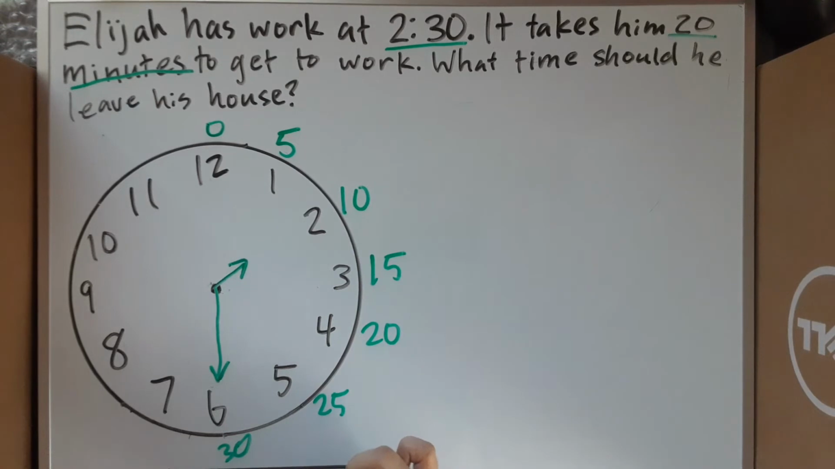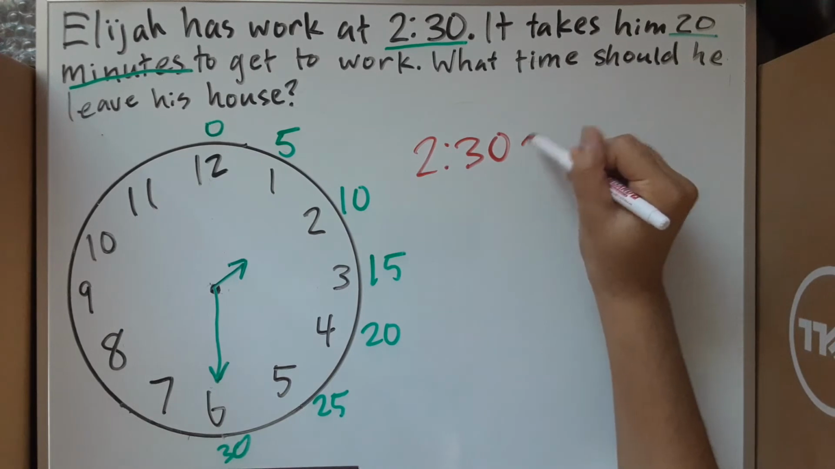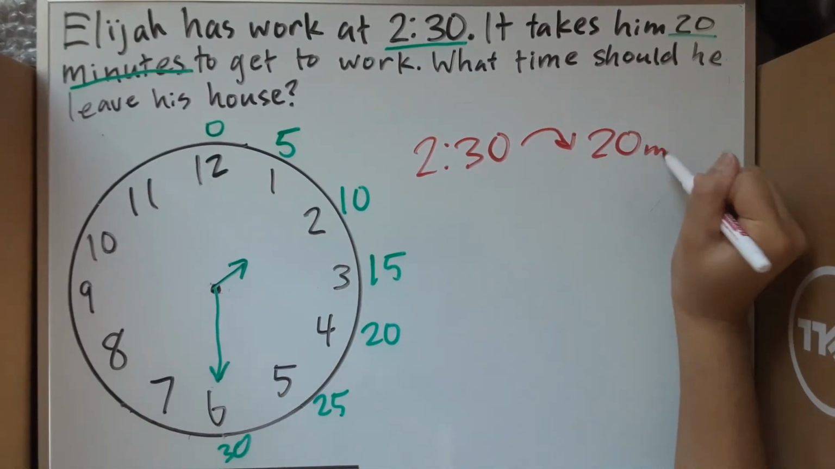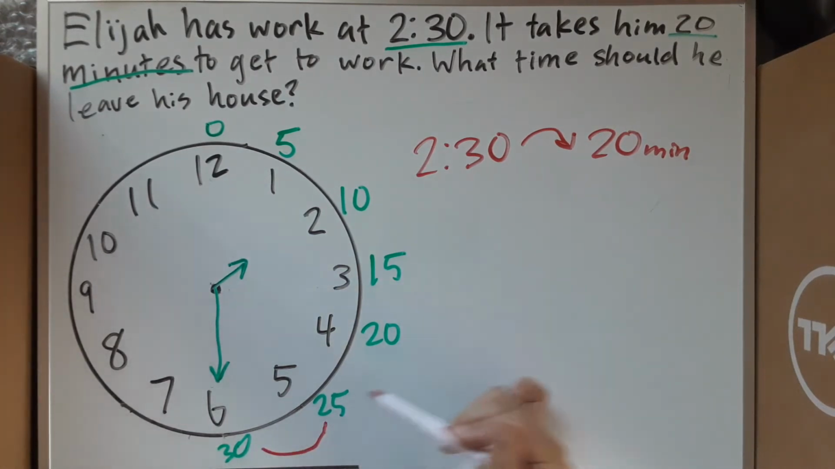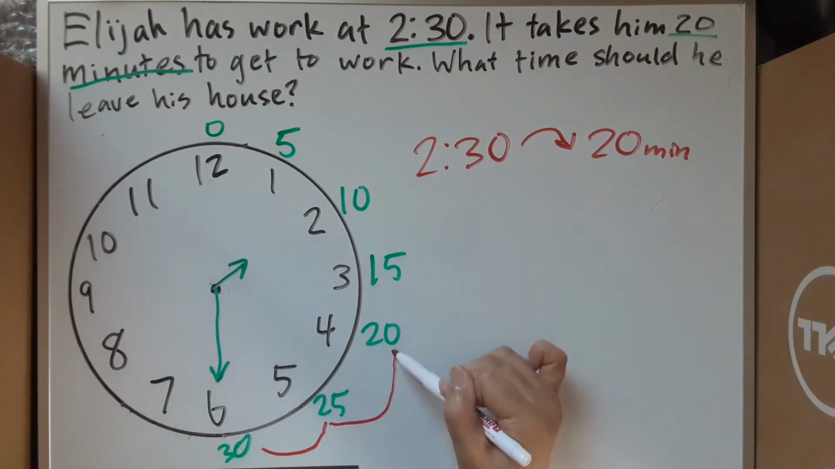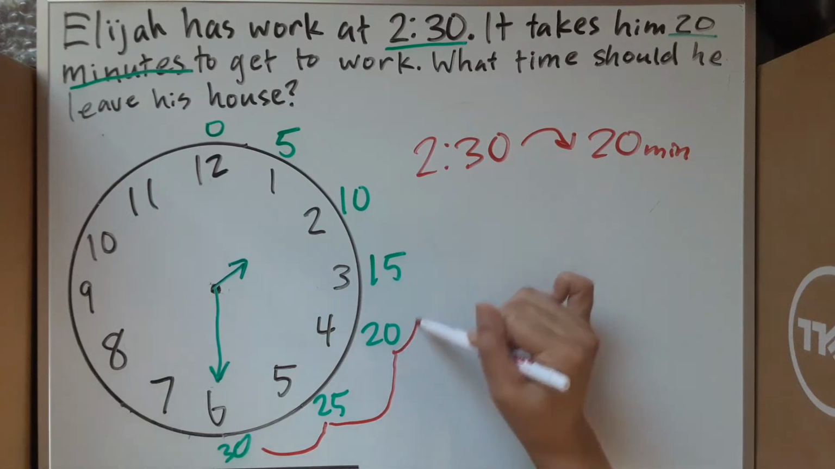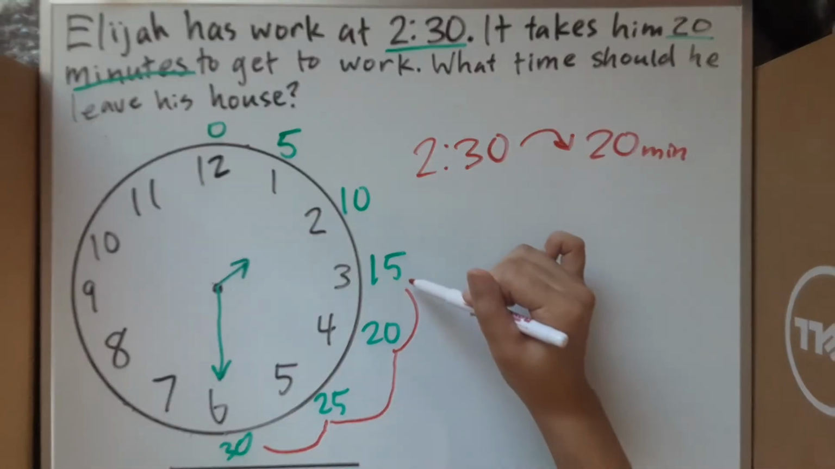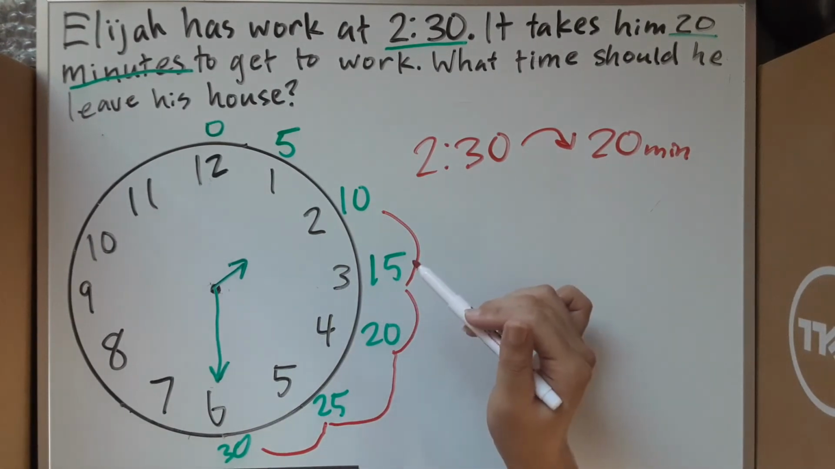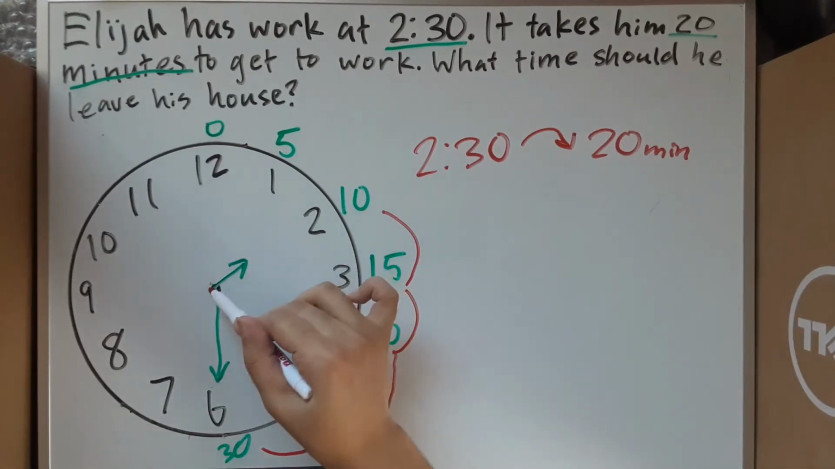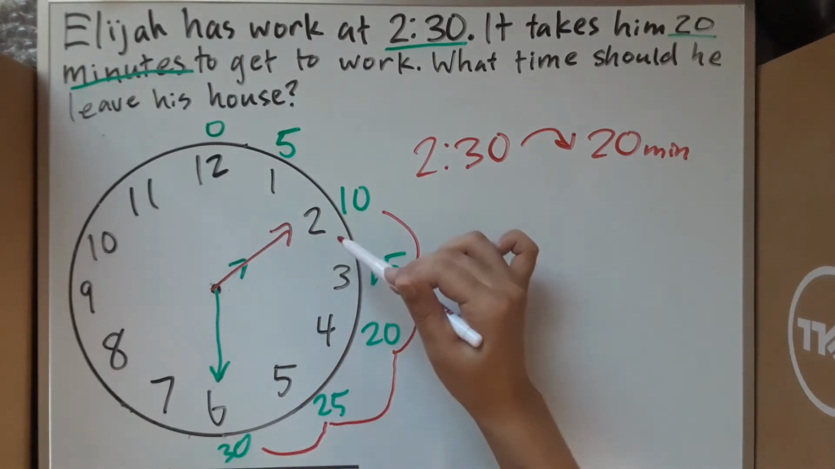If we're at 30, or 2:30, and we have to go back 20 minutes, then we can count backwards. 30 to 25 is 5 minutes. 25 to 20 is 5 minutes, which totals to 10 minutes. 20 to 15, that's 15 minutes in total. And 15 to 10 is 20 minutes in total. So we can have our longhand at the 2. Because from the 6 to the 2, that counts as 20 minutes.